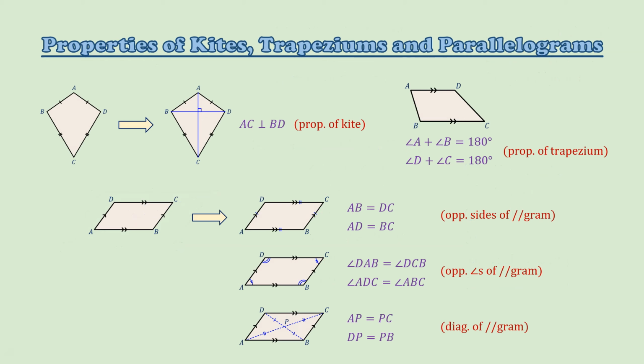To conclude, in this video, we have learned these properties of kites, trapeziums, and parallelograms. When we are given a kite, we can conclude that the diagonals are always perpendicular to each other. When we are given a trapezium, we can conclude that these two angles are always supplementary. When we are given a parallelogram, we can conclude that the opposite sides are equal, the opposite angles are equal, and the diagonals bisect each other.